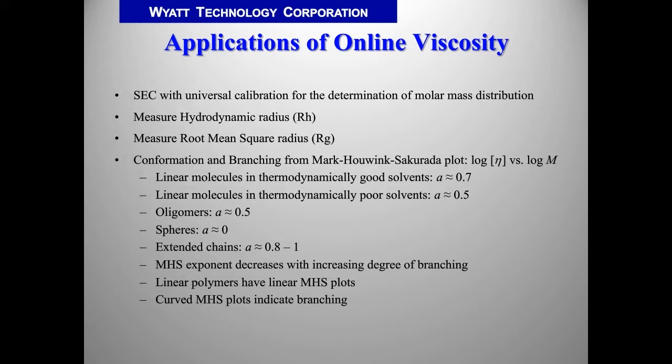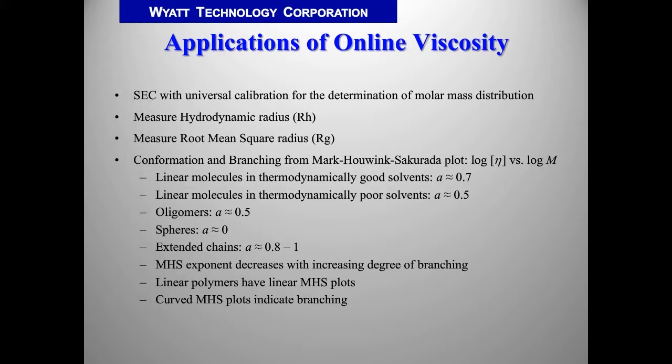If we change from thermodynamically good solvents to poor solvents, then the slope drops to 0.5 because there is no effect of excluded volume. Oligomers, that is polymer molecules with lower molar mass up to roughly about 10,000 gram per mole, have the slope 0.5. For hard spheres, the slope is equal to 0. And slopes larger than 0.7, typically between 0.8 and 1, indicate extended chain conformation.